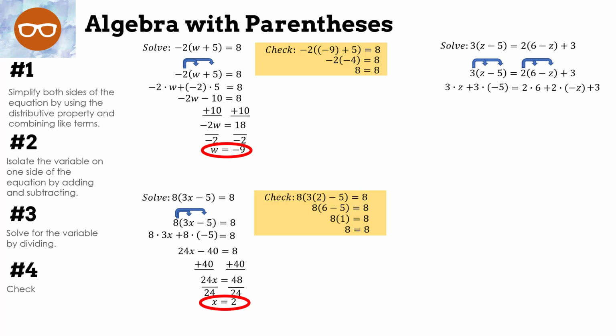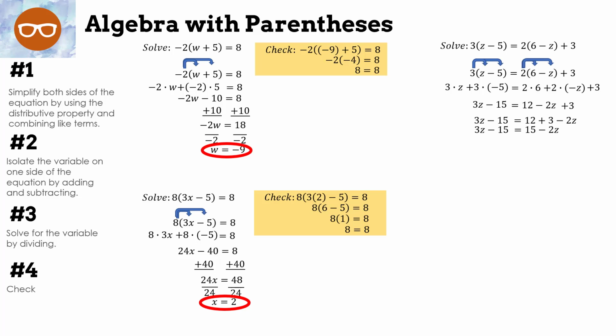Let's simplify. 3 times z is 3z. 3 times negative 5 is negative 15. 2 times 6 is 12. 2 times negative z is negative 2z, and then we have the plus 3. We still have to simplify. On the left side of the equal sign, we can't combine like terms there. They're not like. But on the right side, we have 12 and 3. What I'd like to do is put like terms next to each other and then simplify. On the left side, we're still going to have 3z minus 15. But 12 plus 3 is 15 minus 2z.